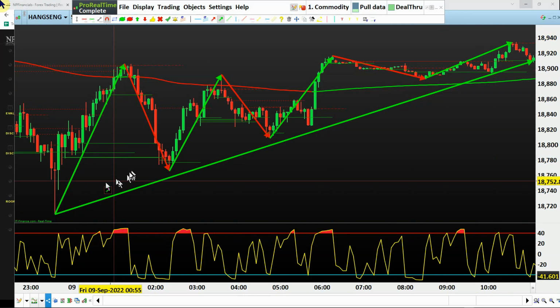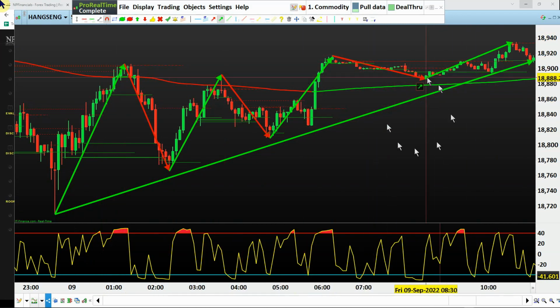This length of the green angular bar is longer than this. This is longer than this. This is longer than this. Alright, so that is impulsive. So this is an uptrend, my dear friend.